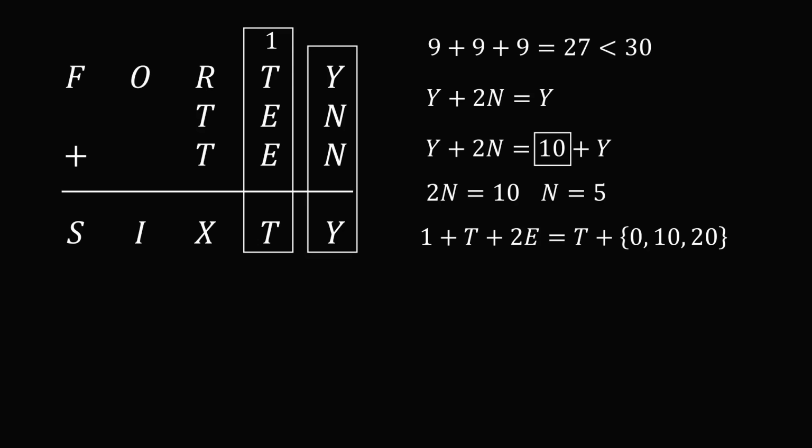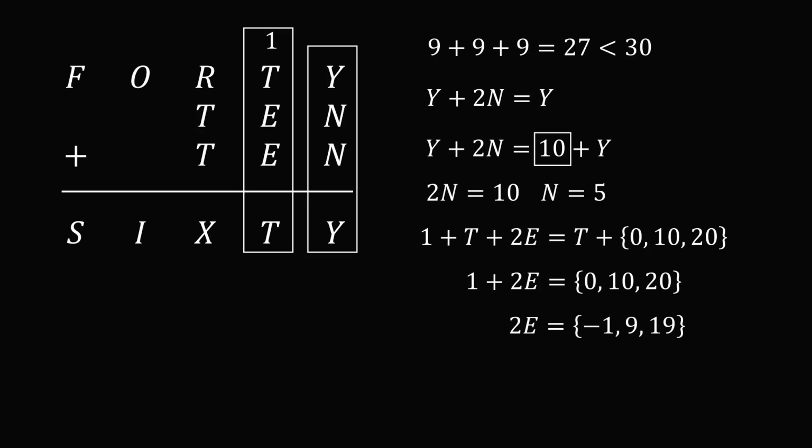And we know the carryover can either be 0, 10, or 20, because the sum of 3 digits with a maximum value of 9 could be 27. Even if you take the carryover of 1, you're not going to get more than 28. So subtract t from both sides of the equation. So we have 1 plus 2e is equal to 0, 10, or 20.